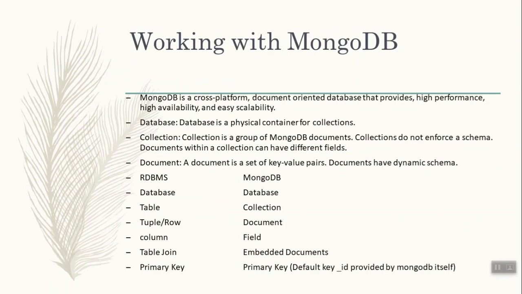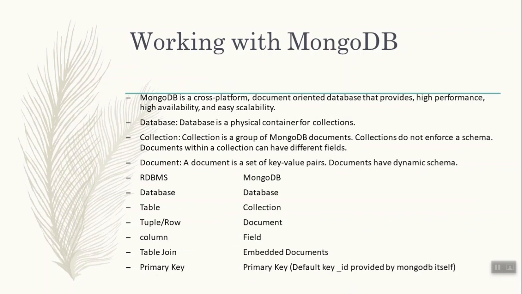Now we'll see how to start working with MongoDB. As we know, MongoDB is an open source, cross-platform, document-oriented database that provides high performance, high availability, and easy scalability. A database is a physical container for collections in MongoDB. What is a collection? A collection is a group of MongoDB documents. Collections do not enforce a schema.